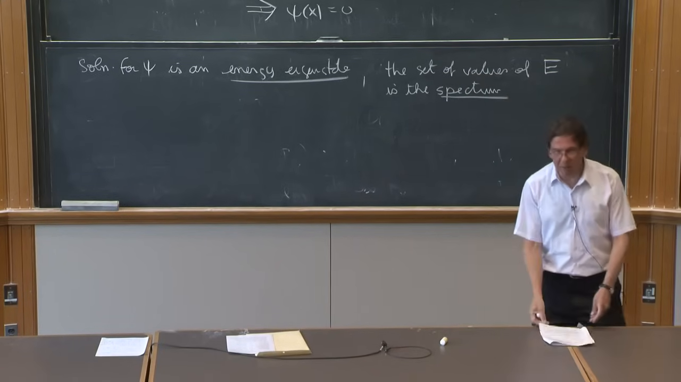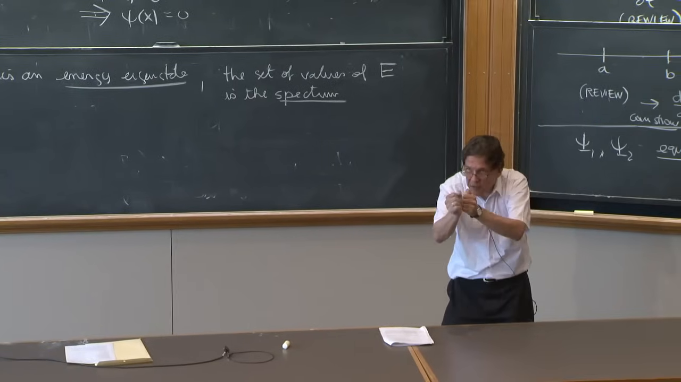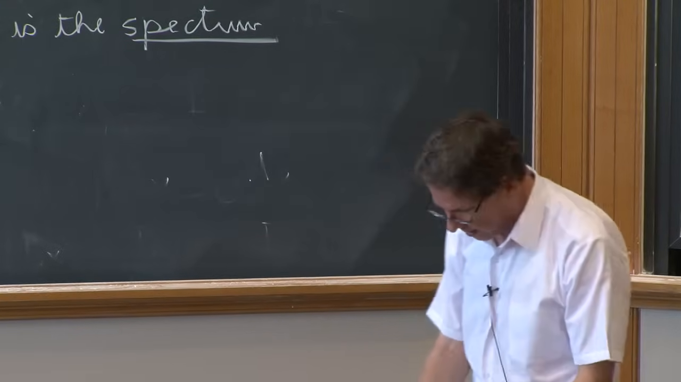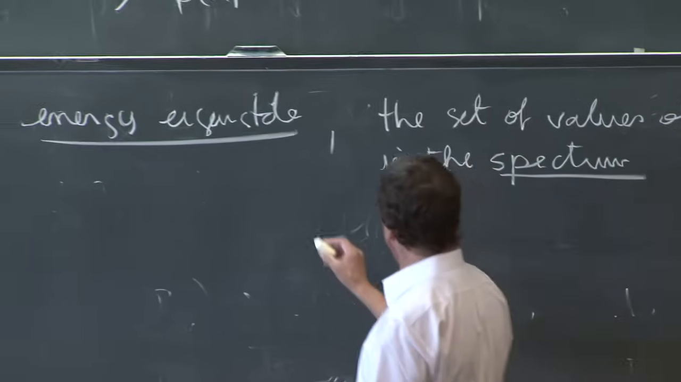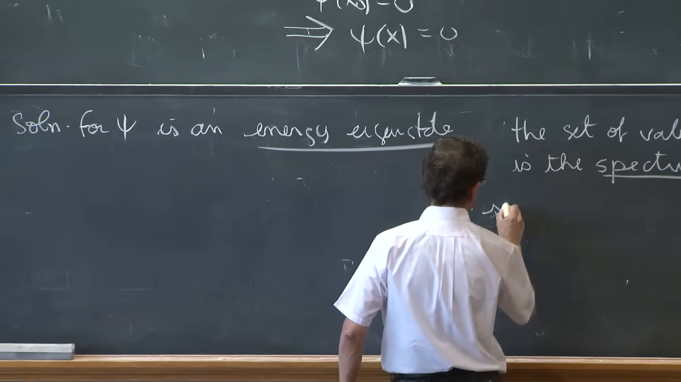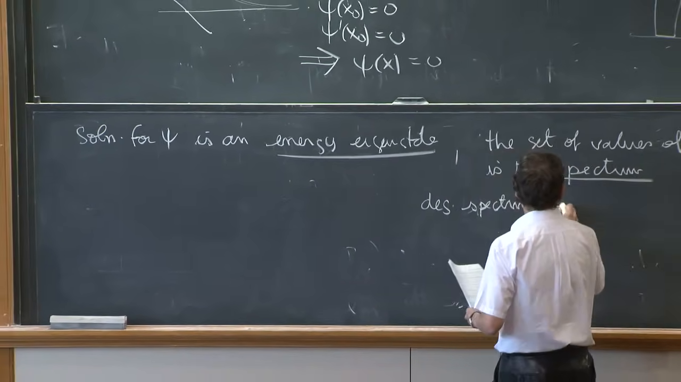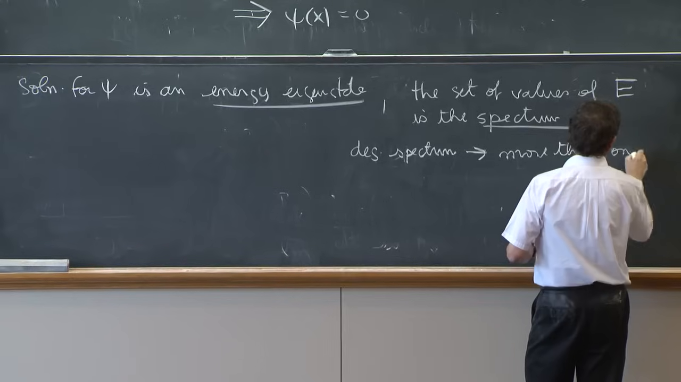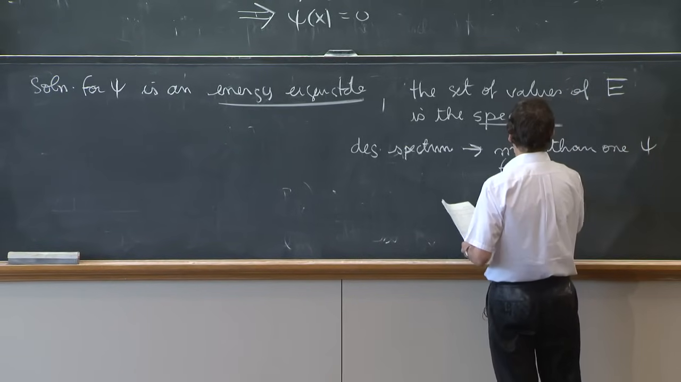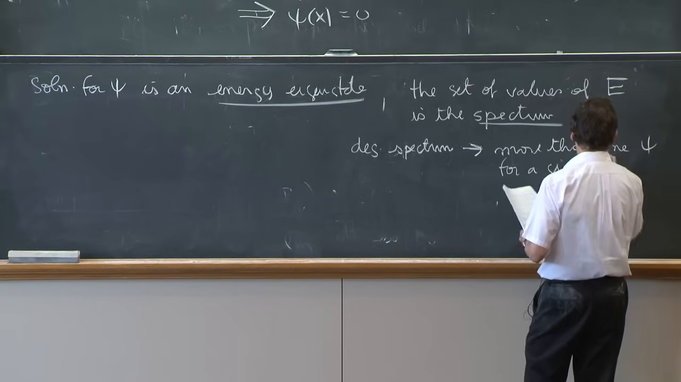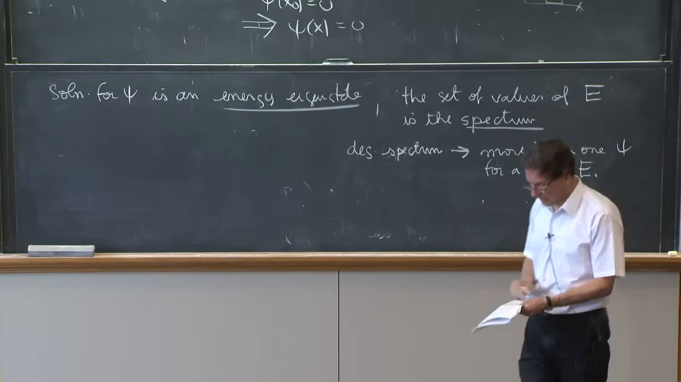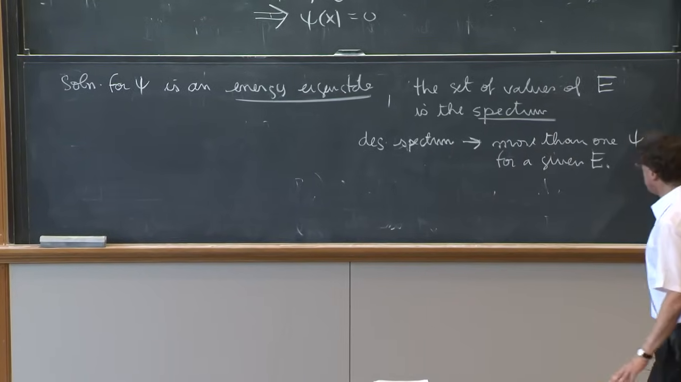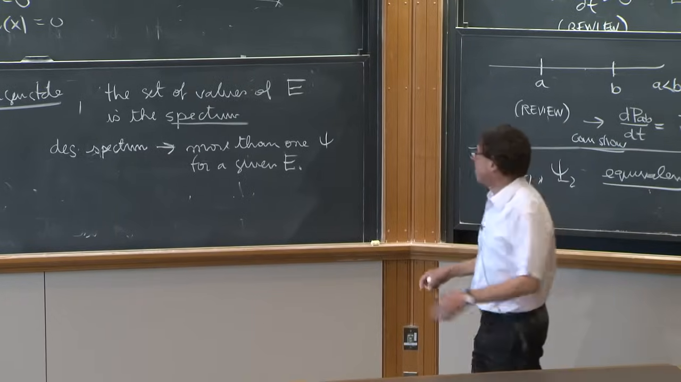And if there is a value of E that has more than one solution, we say the spectrum is degenerate. So a degenerate spectrum is more than one psi for a given E. So these are just definitions, but they're used all the time.